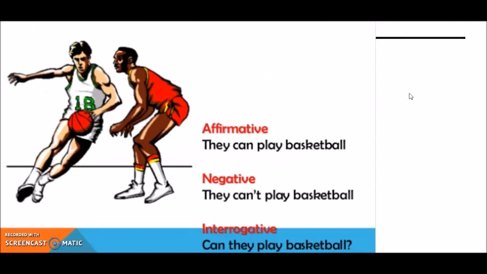Okay. Next one, it says, they can play basketball. For the affirmative way, they can't play basketball, negative form, and the interrogative, can they play basketball? Again, these people have the ability to do it. So they can play it or they can't play it. Okay, I think that is clear.